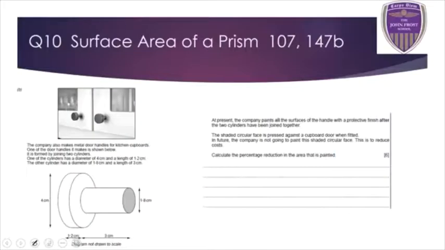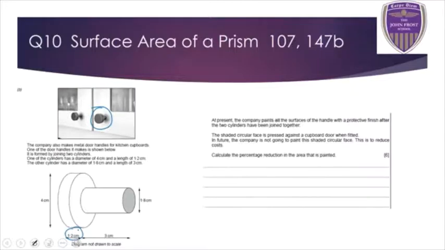Okay, part B then, you can see here we've got the handles of a cupboard, and it's made out of this shape here, and the company forms two cylinders joined together to make one of those handles. One of the cylinders here we could see has got the length 4 and the other one a length here of 1.2, and the other one is 1.8 diameter and a length of 3 centimeters. So we can see the two separate cylinders here joined together.